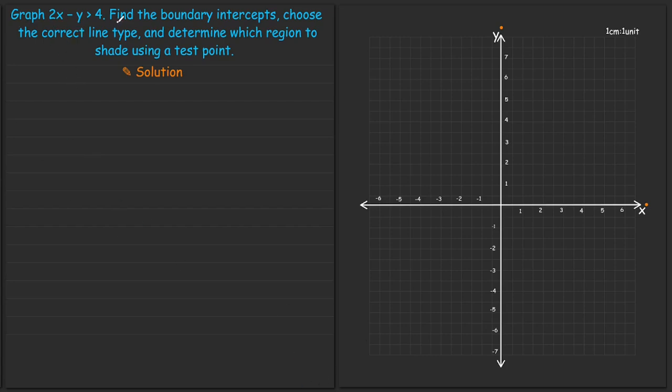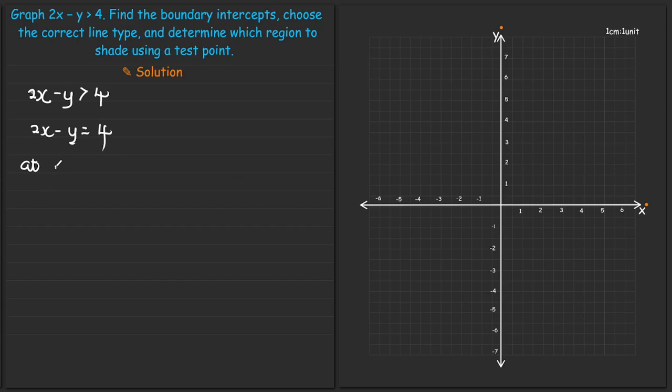So the inequality is 2x minus y is greater than 4. To solve for this, we would first of all look for our boundary line. And we do that by determining at least 2 points using the equation 2x minus y is equal to what? 4. Now, for the intercept, we know at the x-intercept, y is equal to 0.